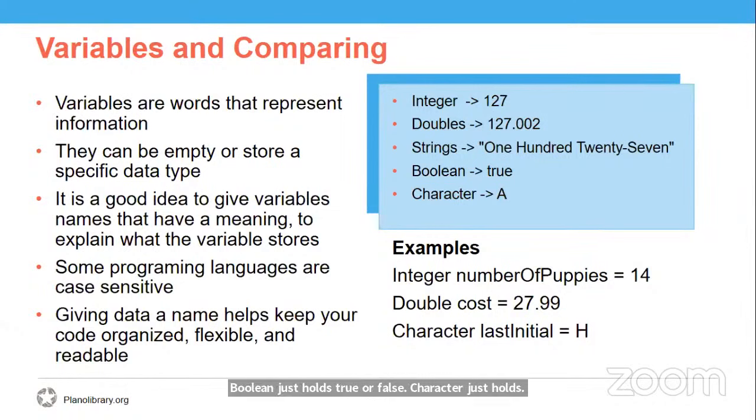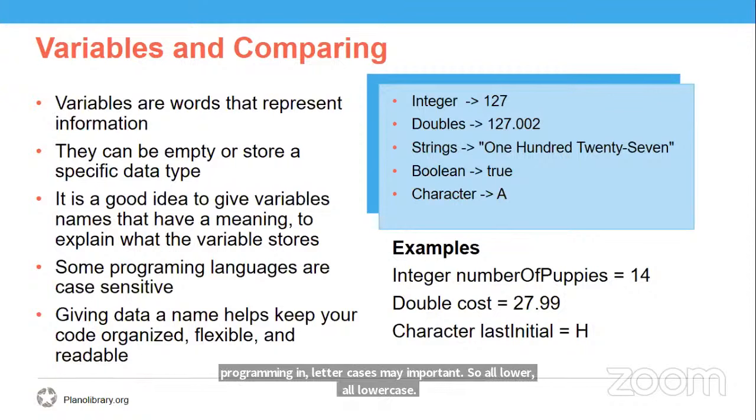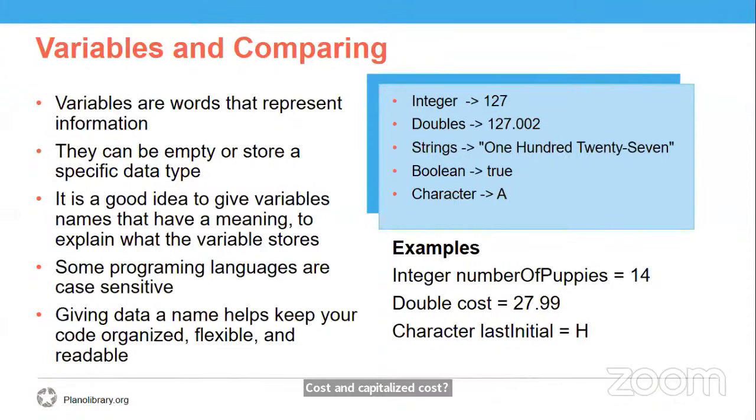To make a variable without a value in it, you usually can just end the line of code after the variable's name. A single equal sign is what ties the variable to what is stored in it. Depending on what programming language someone is programming in, letter cases may be important. So all lowercase cost and capitalized Cost may be different things. Usually the convention is that variable names start lowercase and don't have spaces in them. Using variable names that clearly say what they do helps keep the code organized, flexible, and easy to understand for both the original programmer and for anyone else who needs to look at the code and figure out what it does.